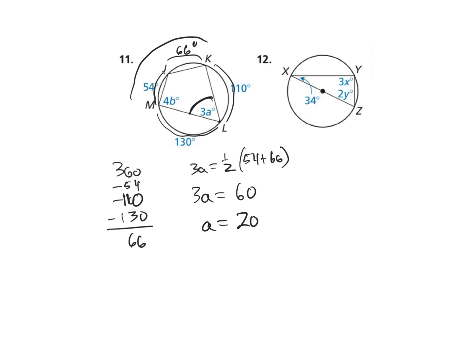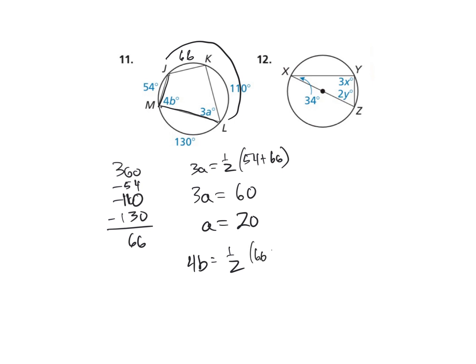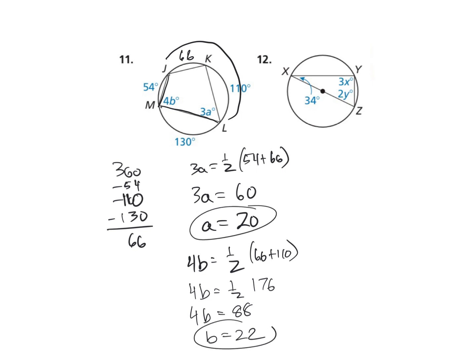Now for B, I'm going to erase this. Remember that was 66. 4B makes up this arc. So 4B is equal to 1/2 of 66 plus 110. So 4B is equal to 1/2 of 176. Half of 176. So take your calculator, divide by 2, you get 88. Half of 176 is 88, divide by 4, and you get 22. Okay? And so that's A and what B is.